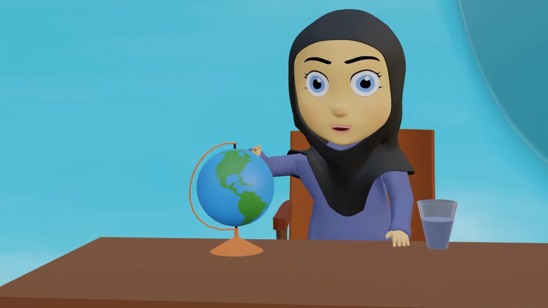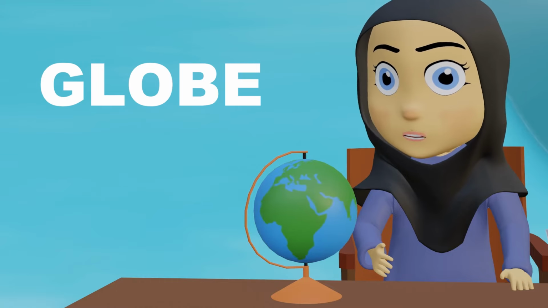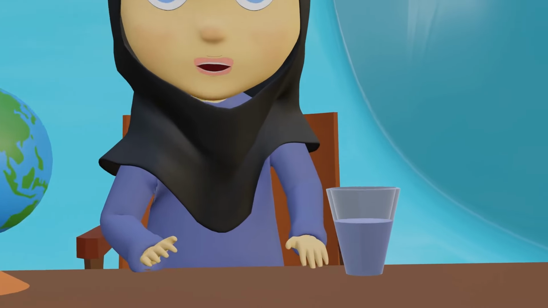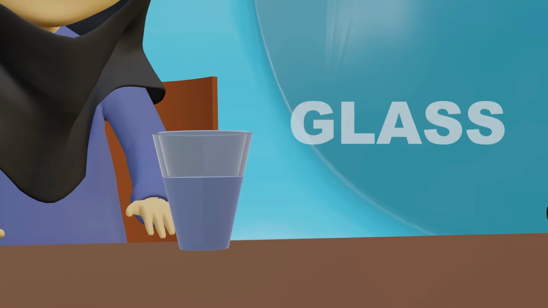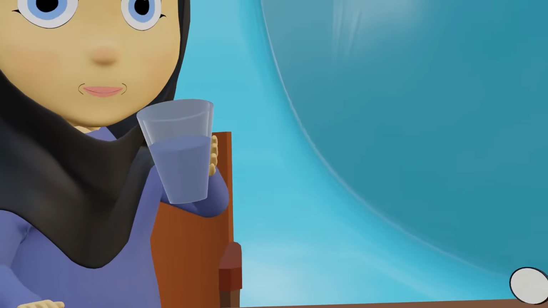We are going to learn about G today. This is the globe. G for globe. We have a glass of water here. G for glass. I'm going to have it because it's important to have water.